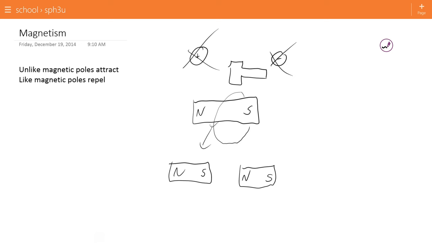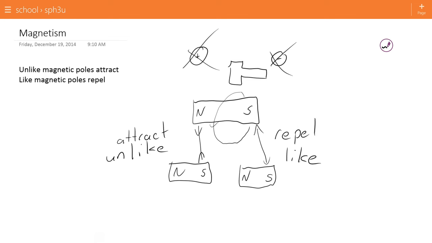The north part attracts to a south part of another magnet, and the south part of one magnet would repel... that's a little unclear. Let's say those attract to one another, so they would come towards each other, where these two would repel, as they are unlike, and these would repel, because they are like. So we always have a north and a south as part of every magnet, and the north and south parts attract each other, and the north and north repel. Those would repel as well.